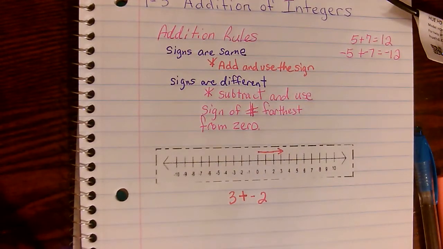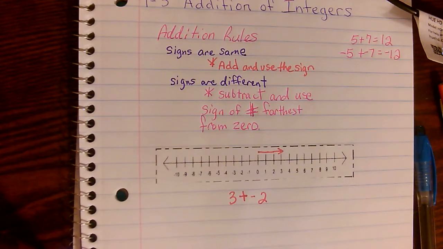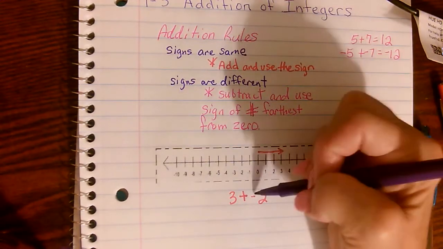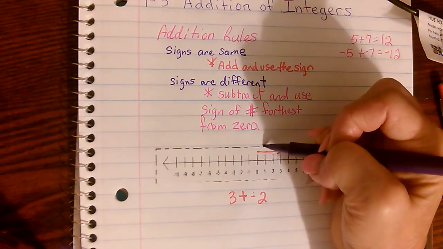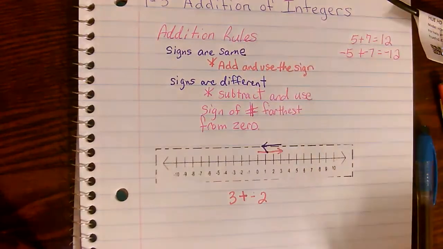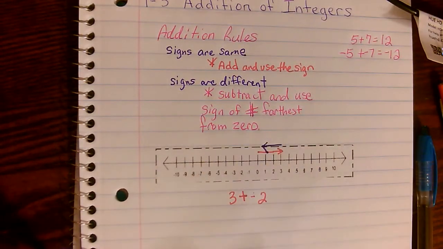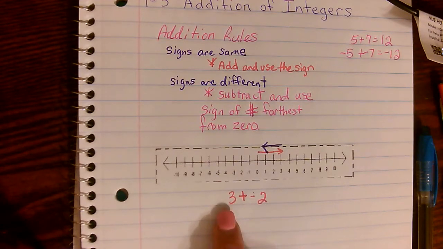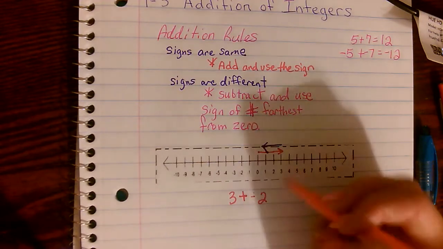Then it says plus negative 2. Well, in this case, the signs are different, so I am going to move to the left from here 2 places. 1, 2. And I land on 1. So see, the signs were different, I subtracted, and the sign that is farther from 0 is positive. My answer is positive, but this shows you how it works on the number line.